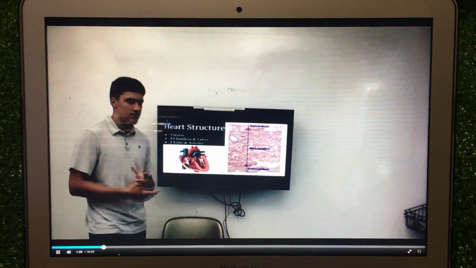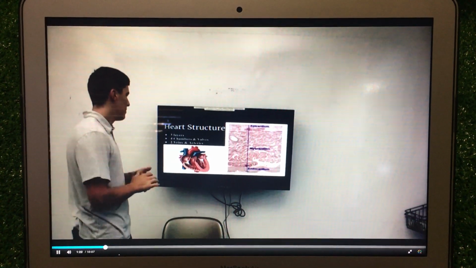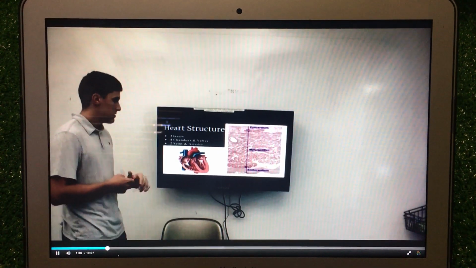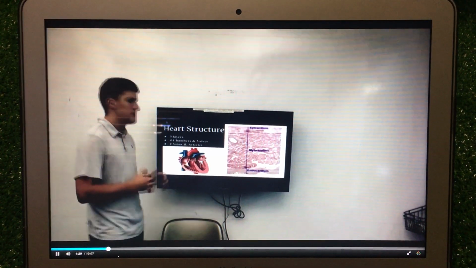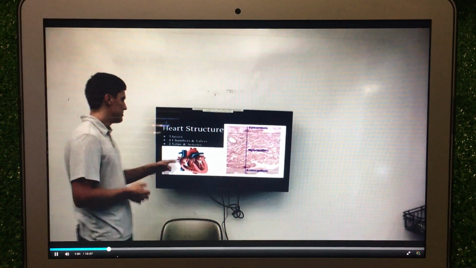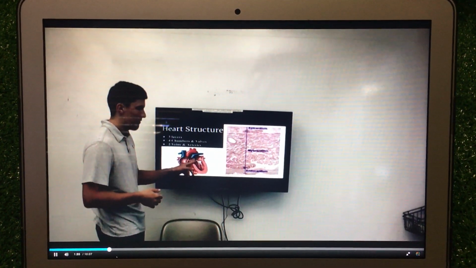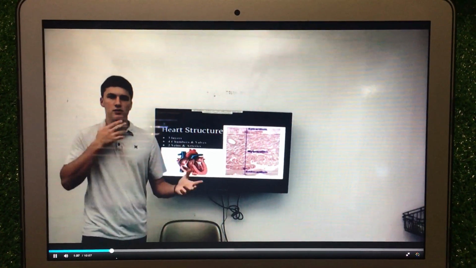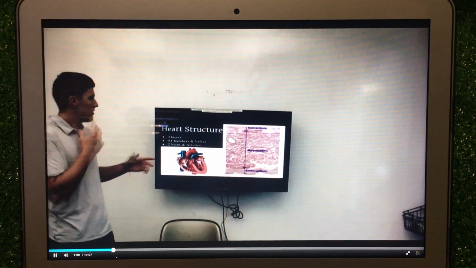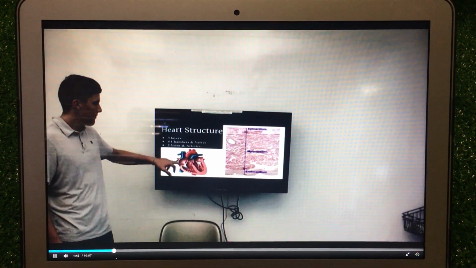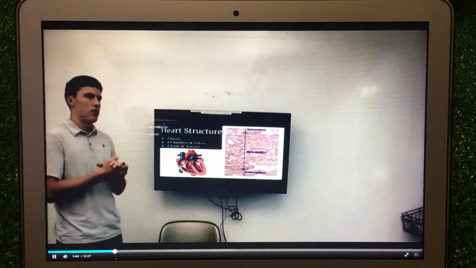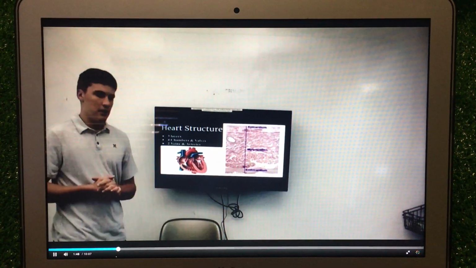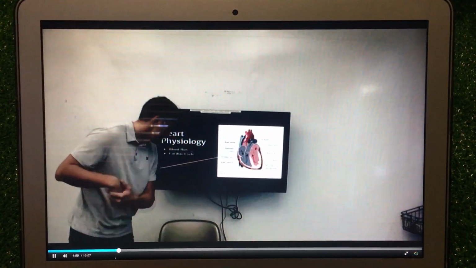Also, there are 4 chambers and 4 valves in the heart. You've got the right and left atrium, the right and left ventricle, along with the AV valves, which are the tricuspid and mitral valves, and the semilunar valves, which are the pulmonary valve and then the aortic valve posterior to that. Also, there are 2 main veins and arteries. In the heart, there's a superior and inferior vena cava, and then the pulmonary veins. For the arteries, there are the pulmonary arteries on both sides, and the main aorta coming out the top, which is superior.